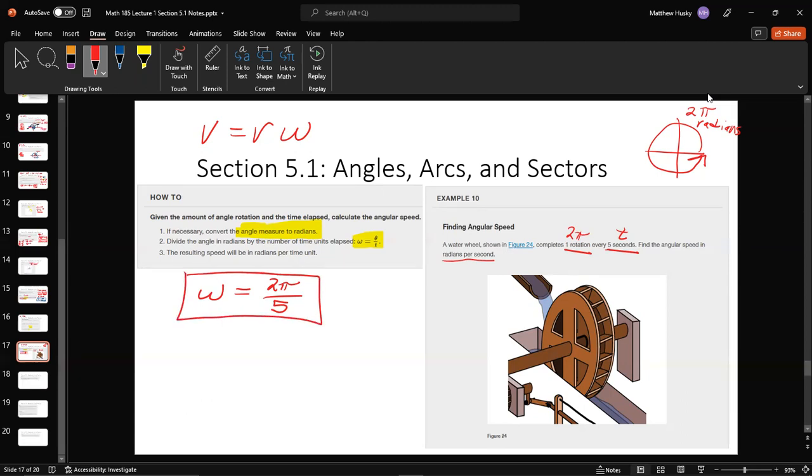If you wanted to turn that into a decimal, you could do 2 times pi and then divide it by 5. Let's see, 2 times pi divided by 5, that would be 1.26 if you rounded it off. 1.26, and that would be radians per second. And we can tell it's in seconds because this is 5 seconds, which is the unit of time.